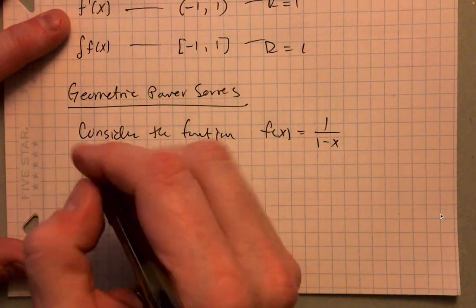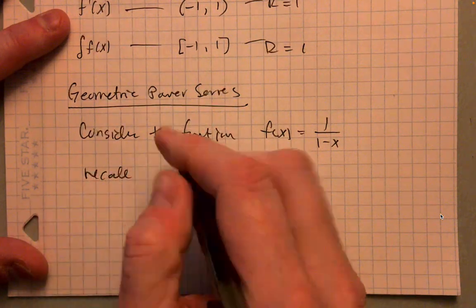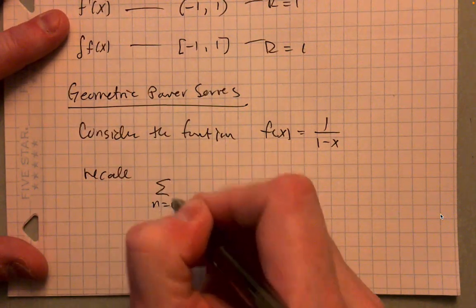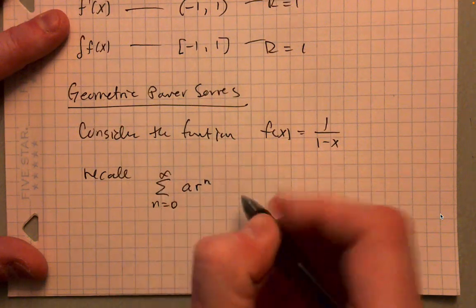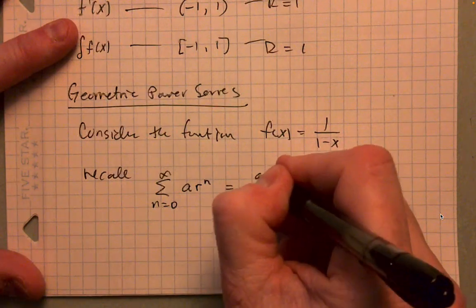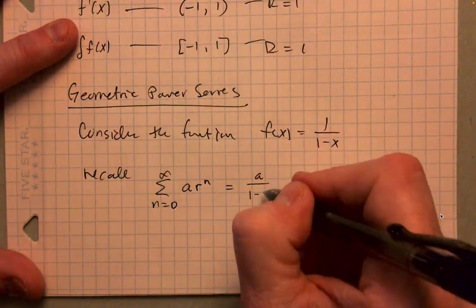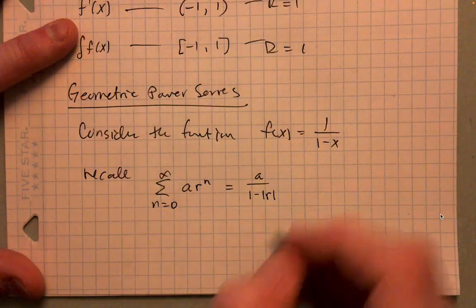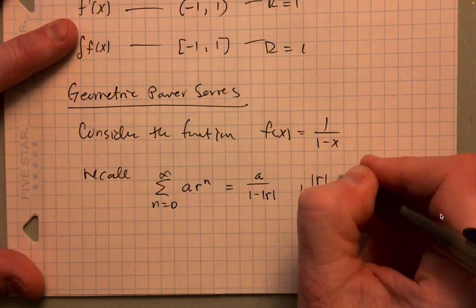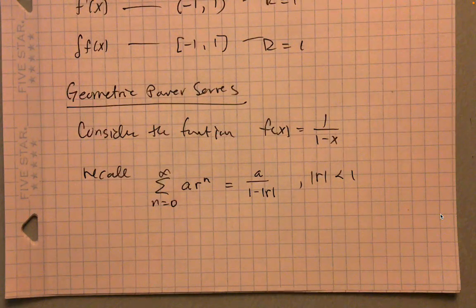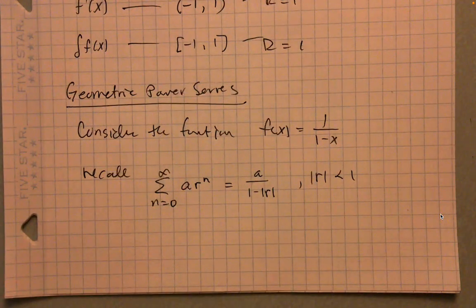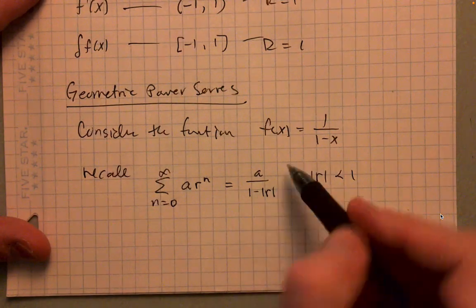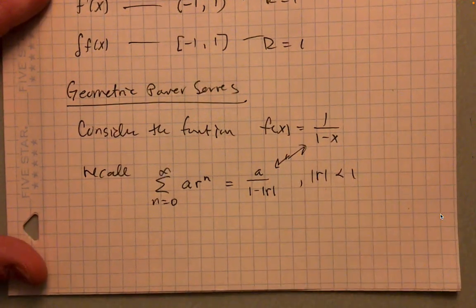So recall that a geometric series looks like this: the sum from n equals 0 up to infinity of a times r to the n. And we say that that's going to be equal to a over 1 minus r, where the absolute value of r is less than 1. Remember, r had to be smaller than 1 in absolute value in order for the series to converge. When it does converge, this is what it converges to. These two obviously resemble one another.